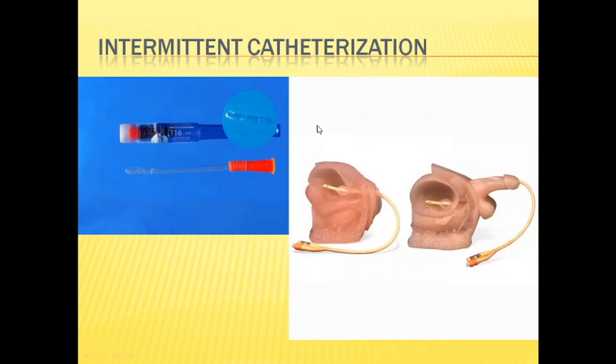So this is the catheter used for intermittent catheterization. They can insert the catheter in this way, but this is the Foley catheter. This is not an intermittent catheter. This is not used for intermittent catheterization.